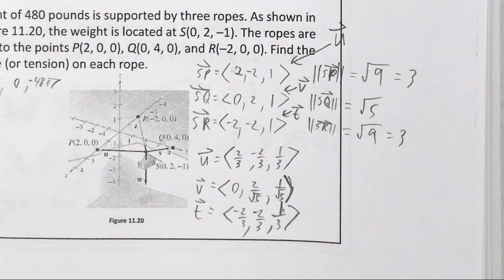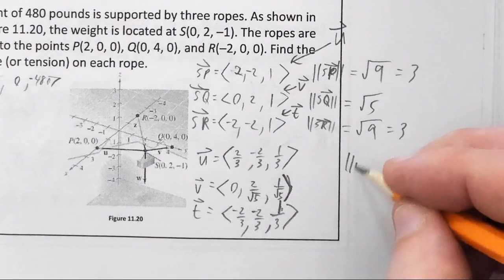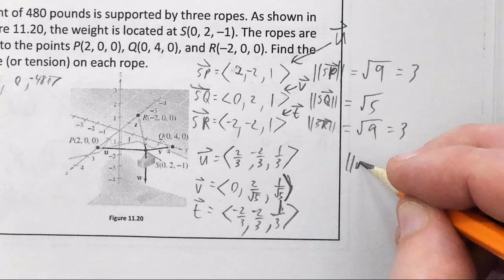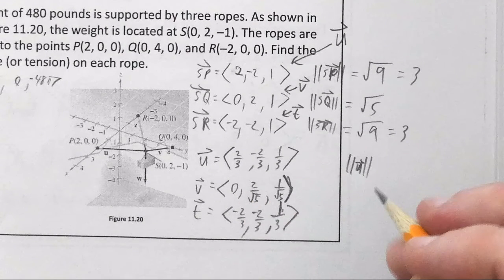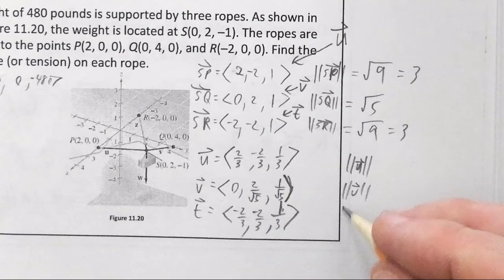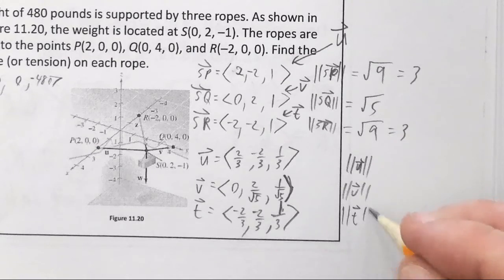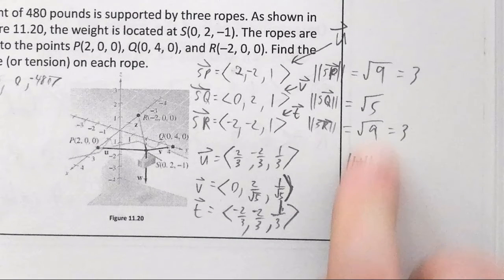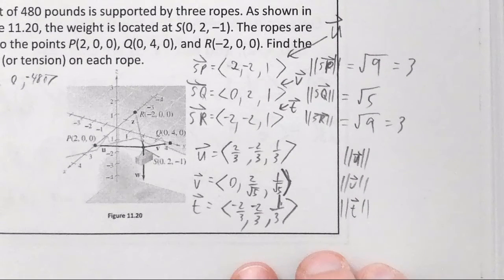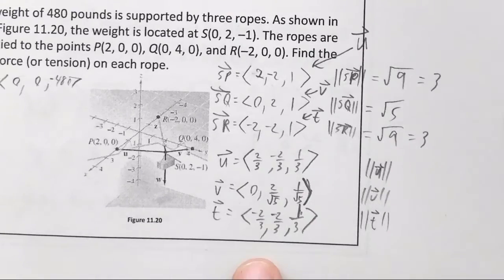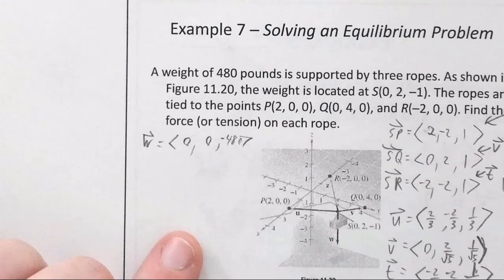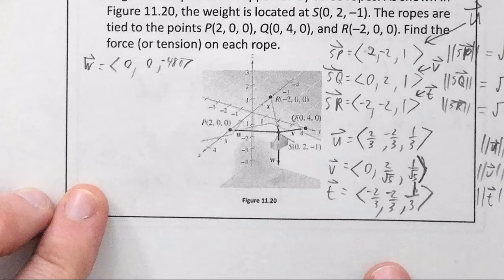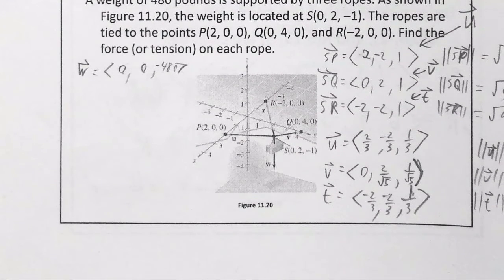So then I want to take these and multiply them by some new value. That new value will actually be the magnitude of their force. What I want to do is take the magnitude of U times whatever's here, and then the magnitude of T times this. So I want to figure out those 3 things. Then I want to set up a relationship between these vectors and this W here. Okay?